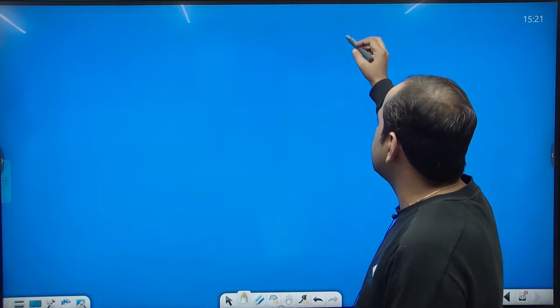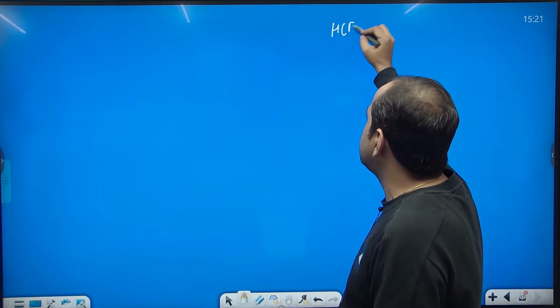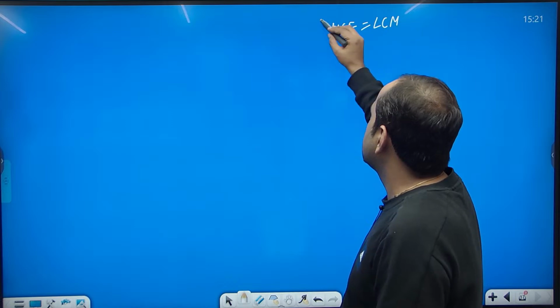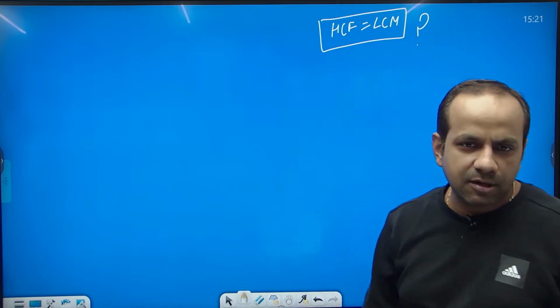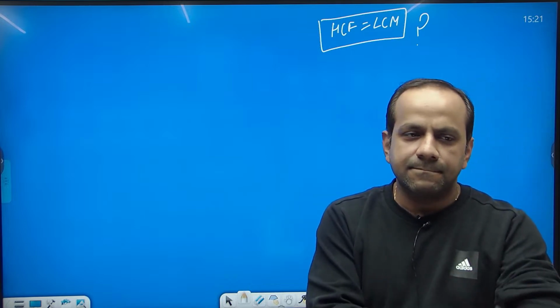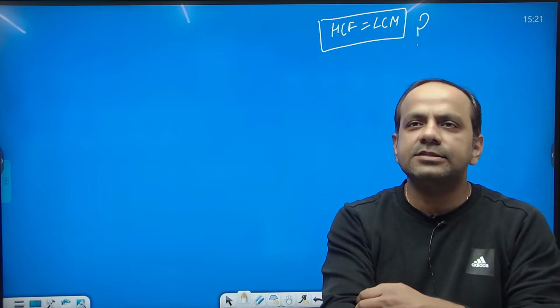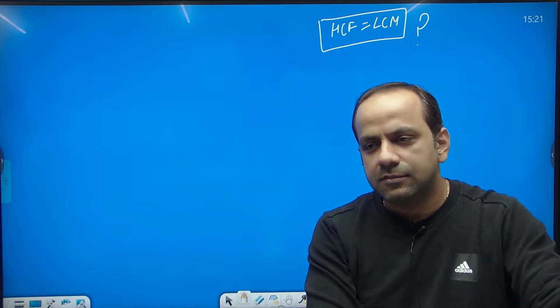अच्छा, ऐसा हो सकता है कभी? Is it possible that HCF and LCM are equal? Yes or no? Can HCF be equal to LCM? Is it possible? Can HCF and LCM be equal? If I take two numbers, their HCF and LCM are equal. Is it possible if two different numbers?